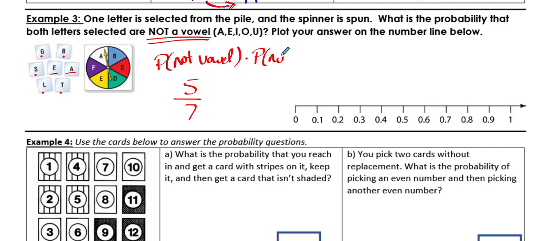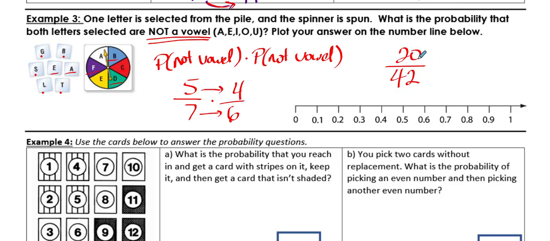Times the probability that we get not a vowel on the spinner. It's kind of the same. A and E are the 2 vowels. 1, 2, 3, 4 out of 6 sections. We could simplify this, but actually looking at how I'm going to put my answer on this number line, I don't really care. I'm going to end up changing this into a decimal anyway. So I don't need a simplified fraction. I'm just going to multiply these straight across. 5 times 4 is 20. 6 times 7 is 42.